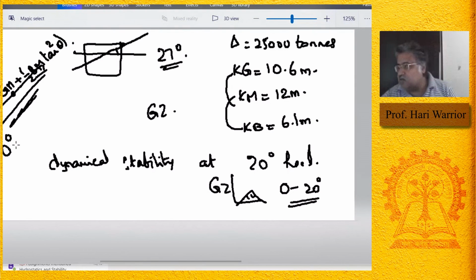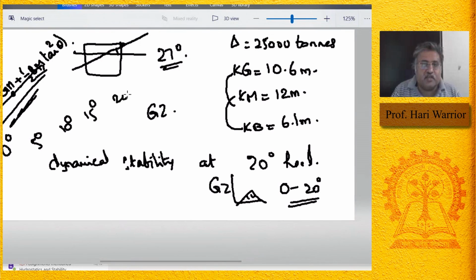They have set it at probably 5 degrees intervals. So 0 degrees, 5 degrees, 10 degrees, 15 degrees, and 20 degrees. So up to 20 degrees, you find out the GZ for each of these angles. Can we use Simpson's rule that you taught us? You have to use Simpson's rule.